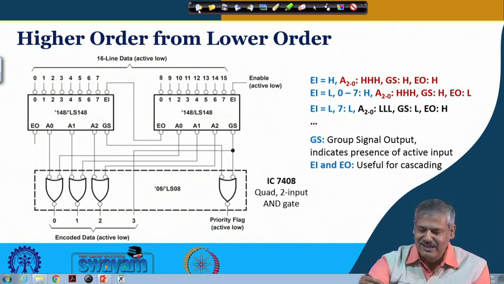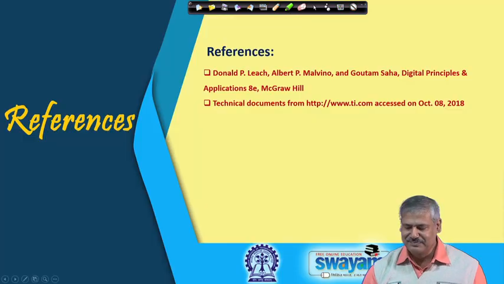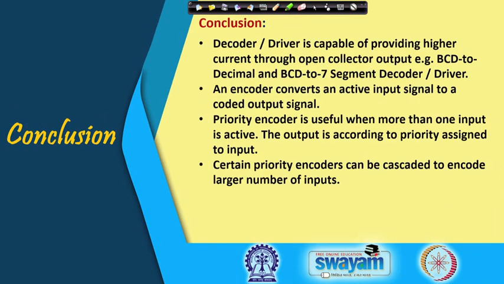Okay. Now to conclude, a decoder-driver is capable of providing higher current through open collector output, as for example BCD-to-Decimal and BCD-to-7 segment decoder-driver. Okay. And this is useful for display devices. Often these BCD numbers are displayed.